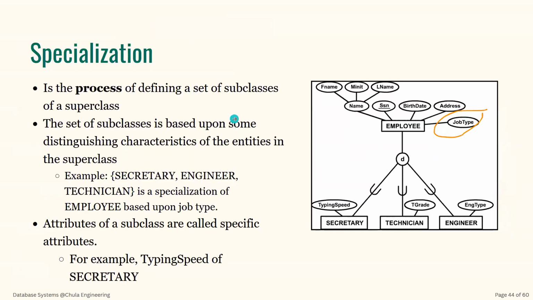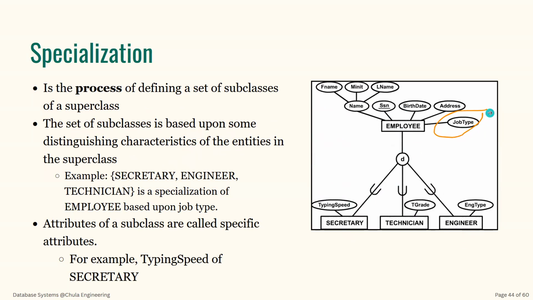All right. Now, the word specialization is actually a process. And it is a process of defining the set of subclass of a superclass. So the specialization would go from parents to children. So you would determine the parents first. So in this case, it's a set of subclass. If you have the subclass, it will belong to the superclass. You have the superclass there, you determine what kind of subclass are possible. So the set of subclass would always be based on some distinguished characteristic of the entities in the superclass here.